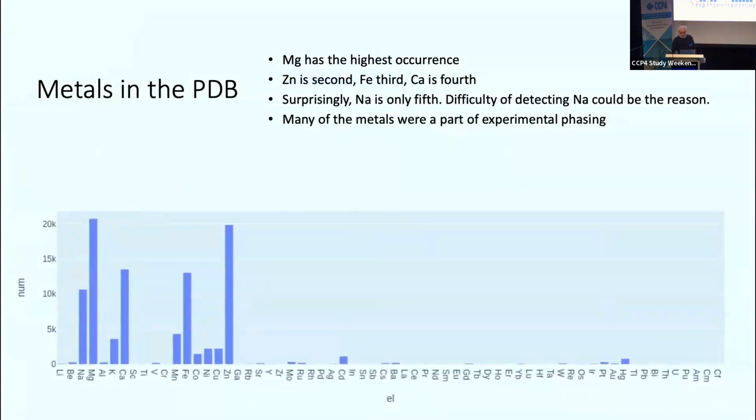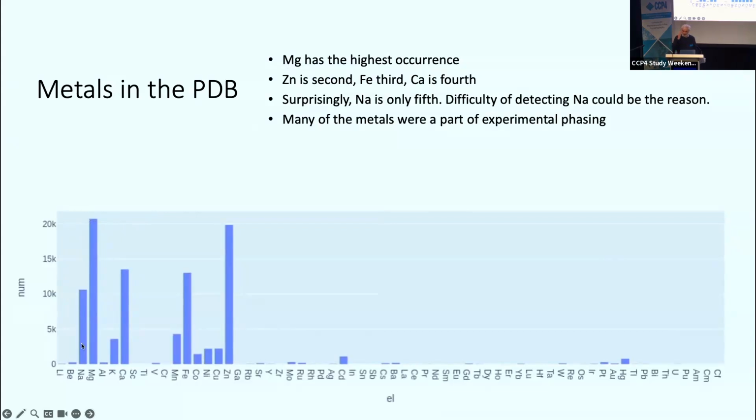So now we look into the PDB. The PDB has a lot of proteins with metal. I think either 40% or 60% of PDB files have metals. Not all of them are biologically relevant. Many of them are artifacts of crystallization. It is not surprising that there is a lot of magnesium in the PDB, but what is surprising is that there are not enough sodiums.